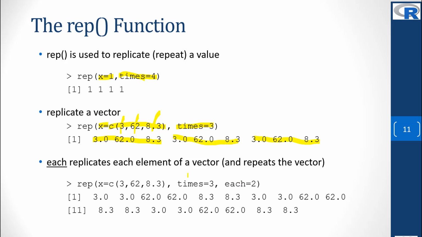There's another named argument here for the replicate function called each. This one will actually repeat the value in the vector a certain number of times, as well as repeat the vector a certain number of times. So here we're telling it to repeat each value in this vector twice with the each argument, and then we're telling it to repeat this duplicated copy of the vector 3 times. So we'll see 3.0, 3.0, then 62 twice, and then 8.3 twice, and then we start that duplicated vector over again, and then the third time here. This function will take care of some of the menial labor when you're replicating data.